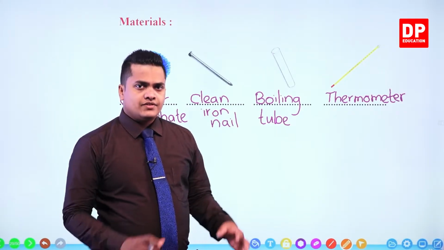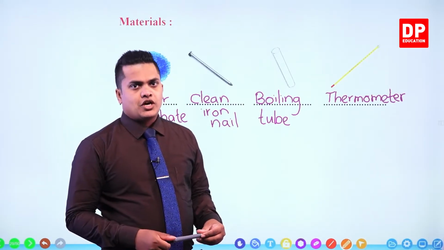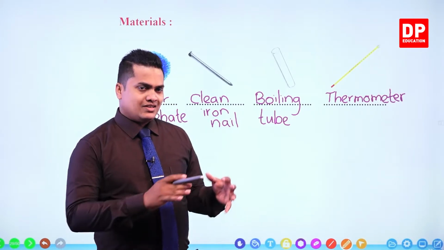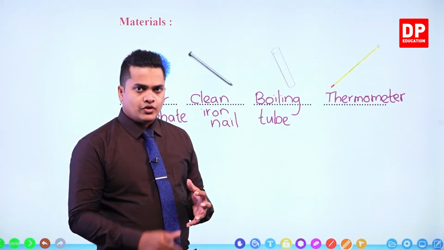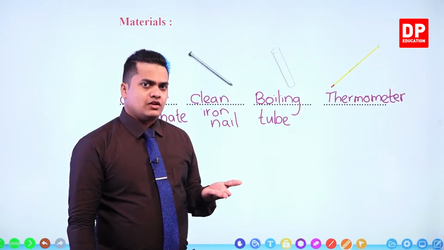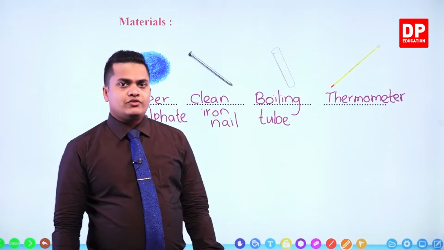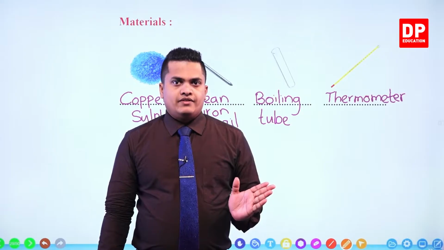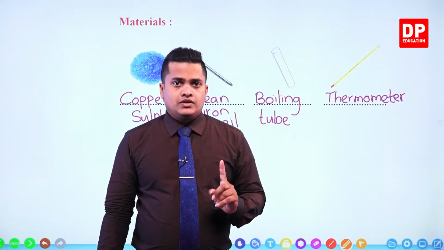Then after observing, I'm going to take the changes which are going to happen within the system. I'm going to check whether a color change has happened or not within the copper sulfate solution. You know that copper sulfate solution has a blue color nature. So first of all, I'm going to check whether a color change has occurred or not. That's the first and foremost thing to do.